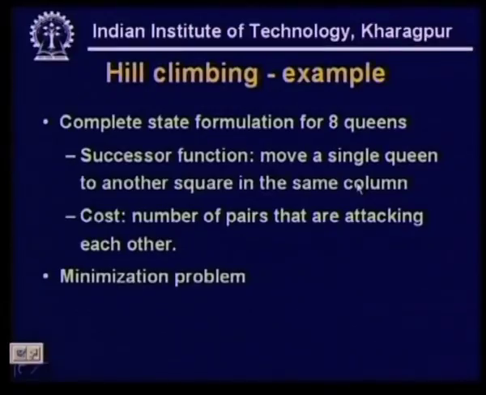We can talk about hill climbing when we are either minimizing a value function, like minimizing the number of conflicts, or maximizing a value function. They are symmetrical. For example, in 8 queens, we can start with an initial state and define our successor function as moving a queen to another square in the same column. The cost associated with the configuration is the number of pairs of queens that are attacking each other. We want to minimize these pairs.